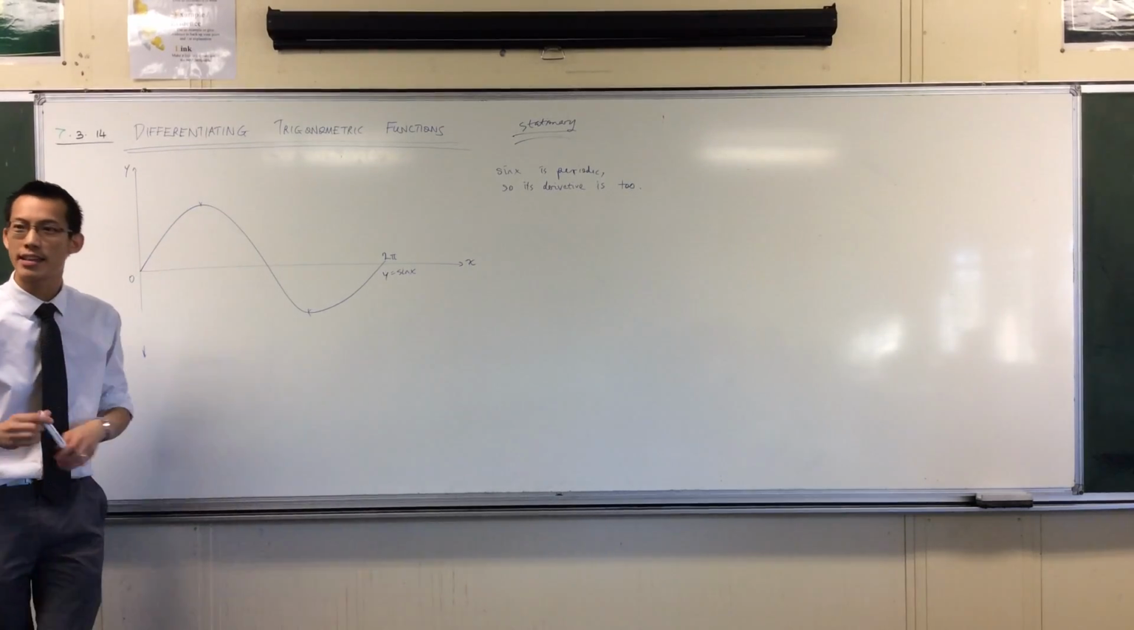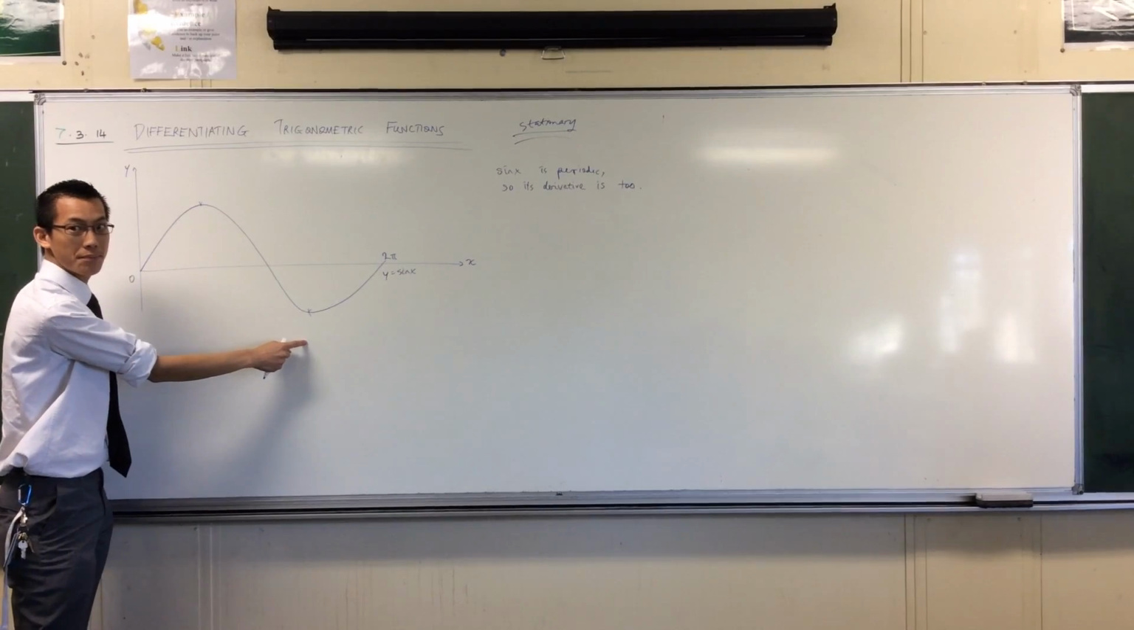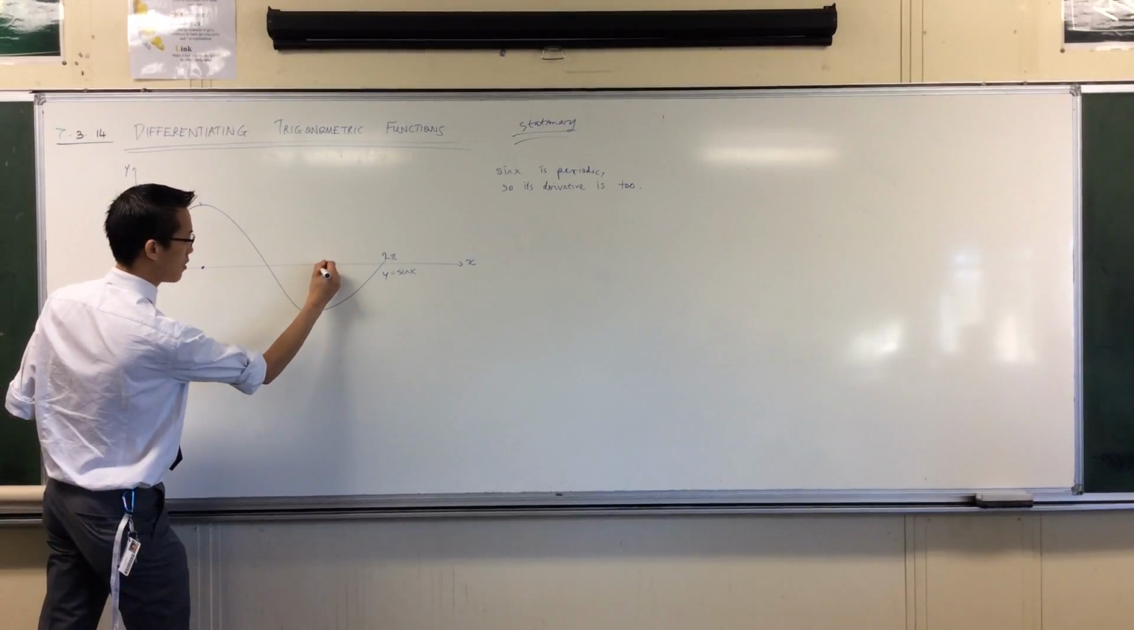So therefore, what can I say about the derivative, the gradient, at those particular points? It should be 0, right? Okay, so I'll put a little mark there, that's 0, and that's 0.